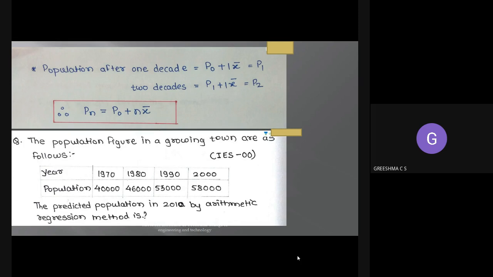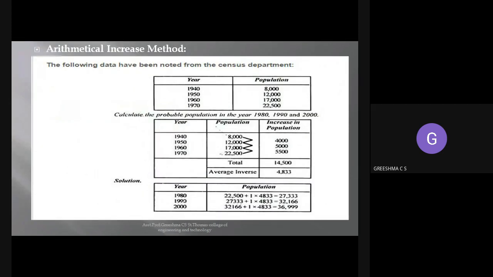Coming to the first method, that is the arithmetic increase method. I have already explained this topic. Pn is equal to P0 plus n x bar. Here P indicates the population just before the decade, the population for a decade, n is the number of decades, and x bar is the arithmetic average. We'll do one problem so you will understand.